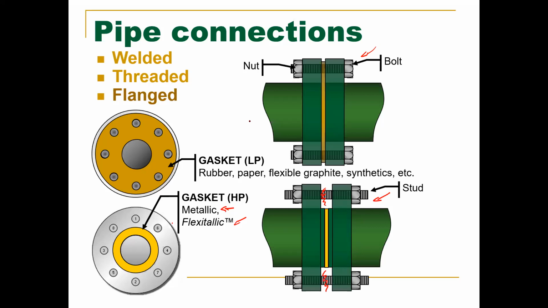Now look here, there's some important information. We have some random numbers: 1, 2, 3, 4, 5, 6, 7, 8. What is up with that? That's the order you put the studs in. That's a star pattern. Not only is this the order you put them in, but this is the order that you tighten them down. That is your torquing sequence, your tightening sequence.